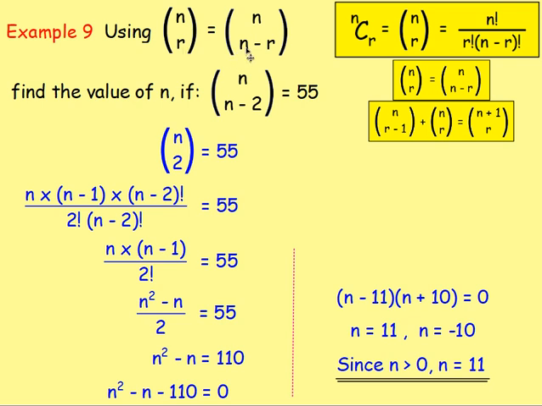R you can rewrite as n minus r. So what we can do with n minus 2 is we know the value of r is 2. So that's the same as n choose 2 equals 55. And from there, it's very similar to that last example.